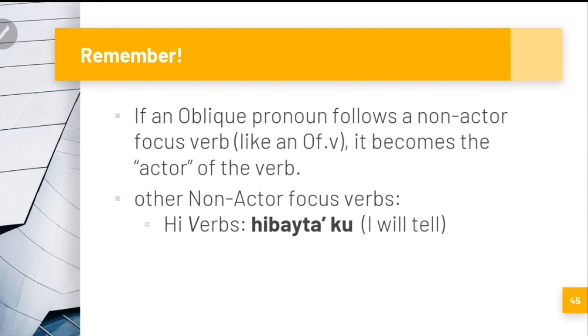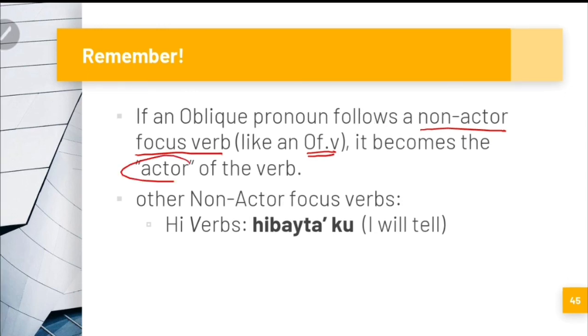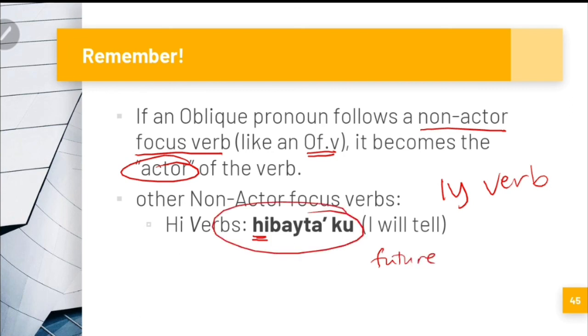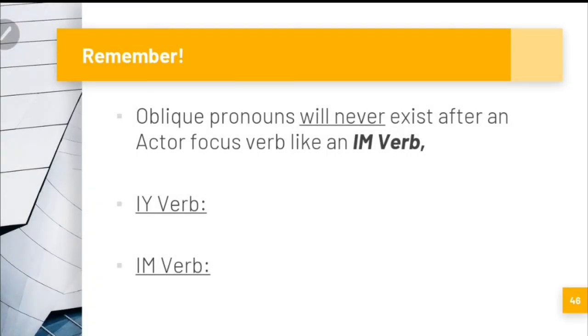So remember, if an oblique pronoun follows a non-actor focused verb like an object focused verb, it becomes the actor of the verb. The oblique pronoun will always be the actor. Other non-actor focused verbs aside from the e verbs are the he verbs or hika verbs. He verbs are signified by the prefix he. Example here, hiwaita ko, I will tell. This is in the future tense, but we will discuss this later on in our next lessons about verbs. So it is not just object focused verbs. There are also other verbs that follow this pattern, so long as it is not an actor focused verb like kimita. Oblique pronouns will never exist after an actor focused verb like an im verb.